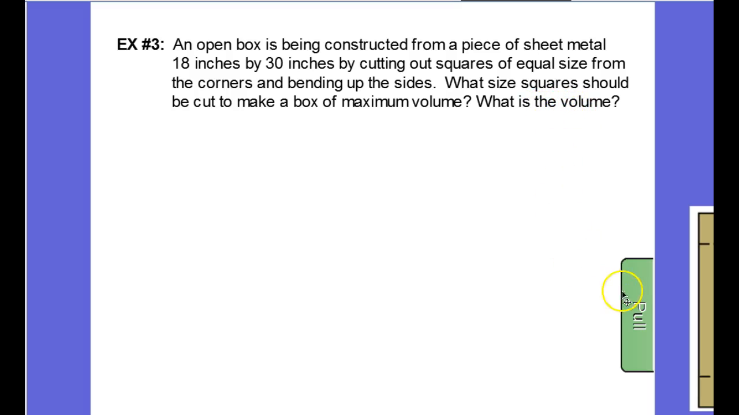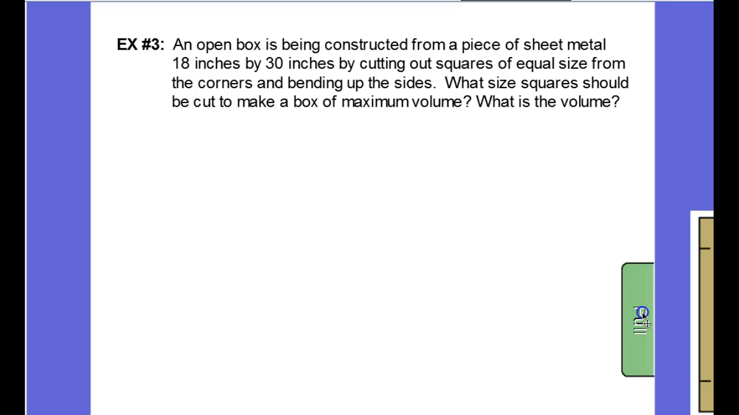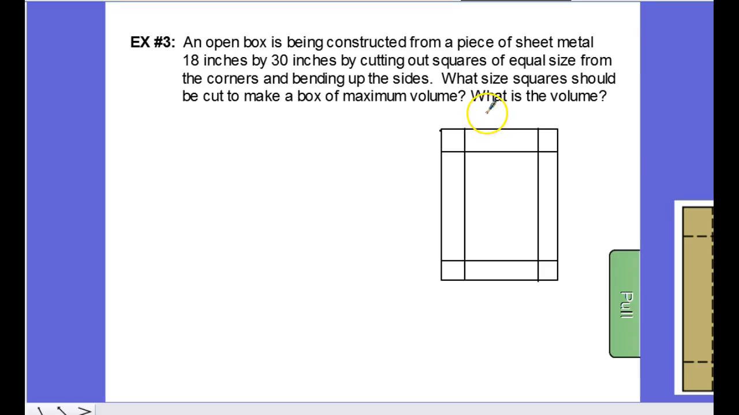Well, here's what I'm going to do. It's not really convenient for me to sketch on this one and drag it back and forth. So let me make a quick sketch of our sheet metal that we can refer to, and then we can set up our problem. Okay, so here's our sketch, and we know that the total length is going to be 30 inches, and we know the total width is 18 inches.